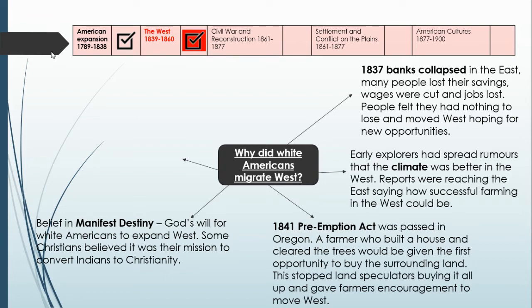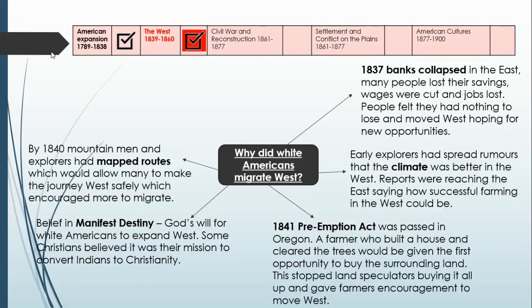This was a belief that God wanted white Americans to expand west. So some Christians believed it was their mission to convert Indians to Christianity, and they believed that expanding west was God's vision for the Americans. So this is something that they must do. So manifest destiny, an important ideological reason for moving west.